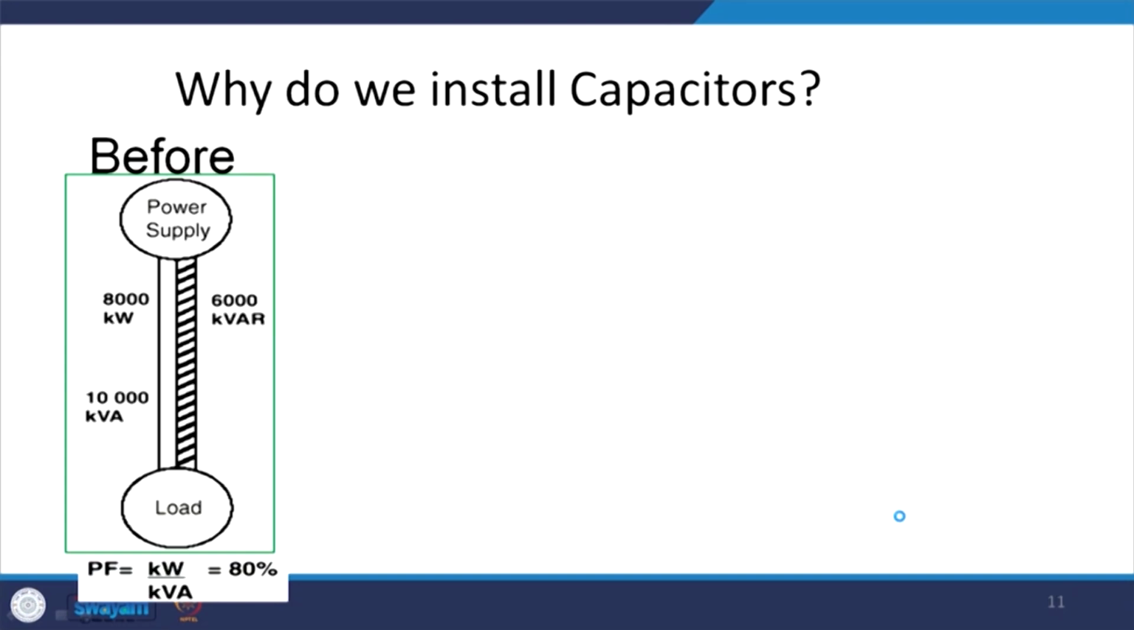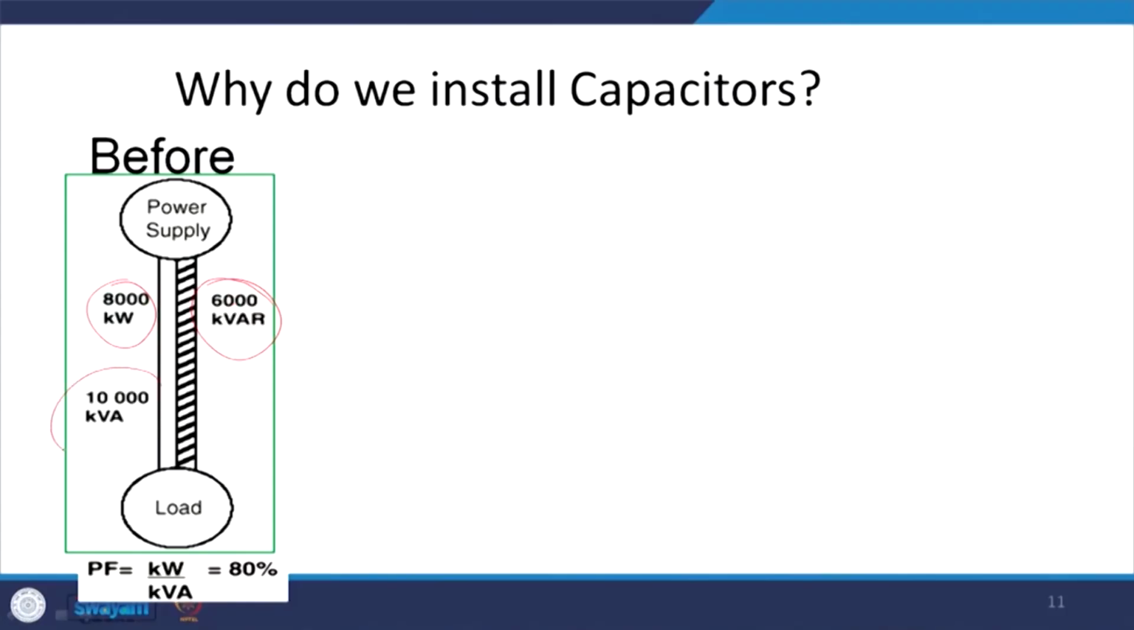So, for example, you take a power supply where you essentially require 8 kilowatt of power, and ultimately you also send 6000 kVAR, so your system is loaded because current has to flow through it, with the voltage constant. Overall kVA is definitely 10,000, and ultimately you get a power factor of 0.8.